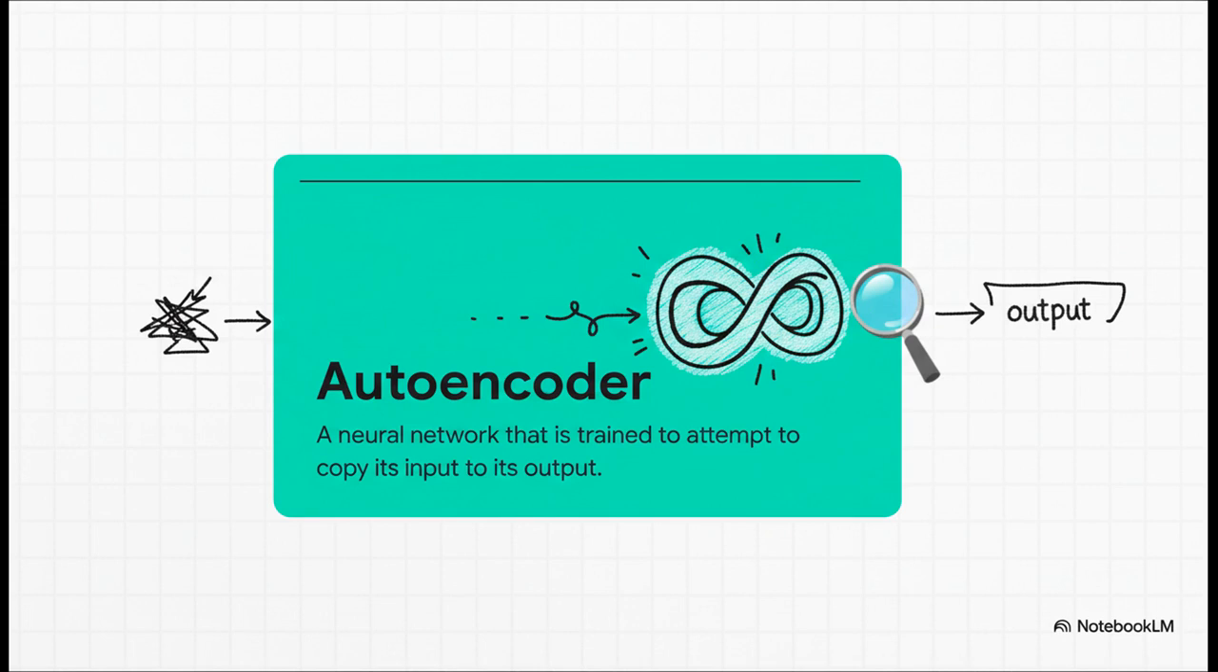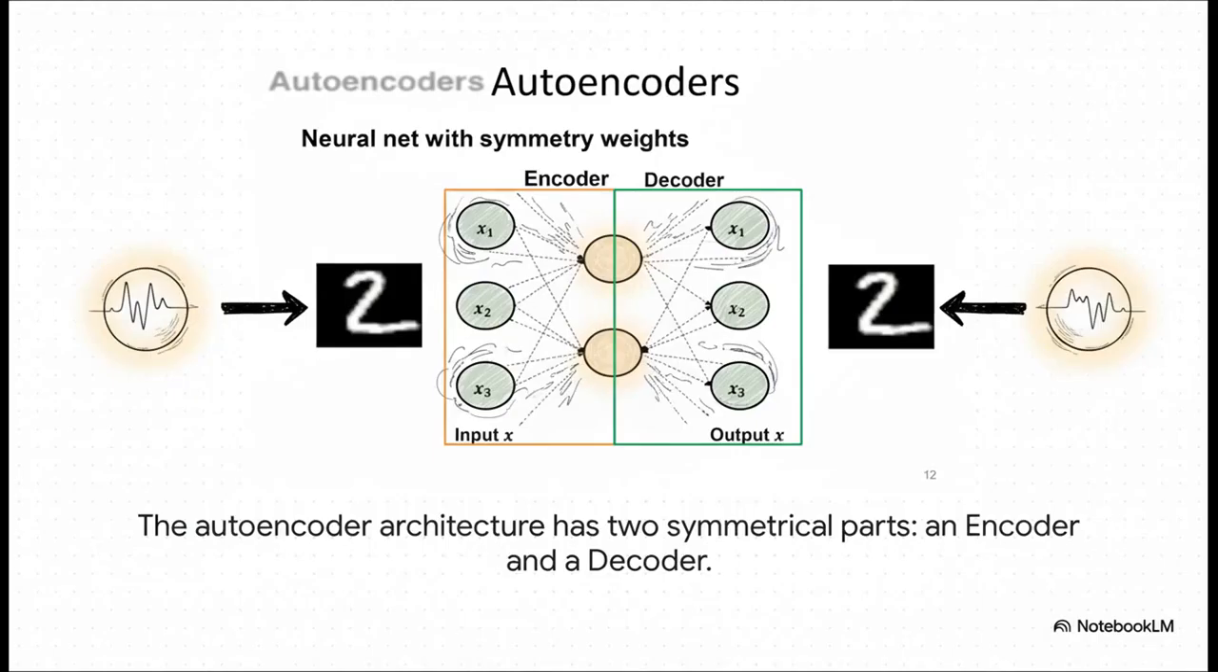You can almost think of it like a high-tech artist, a forger. But here's the catch. It has to do this after squeezing all the information through a tiny, tiny bottleneck. So here's the basic blueprint. We feed it an input, say this image of the number 2. It then flows through these two symmetrical halves. First, an encoder, which creates a really compressed code, and then a decoder, which has to try and rebuild the original 2 using only that code. The whole system is trained on just one thing: make the output look exactly like the input.